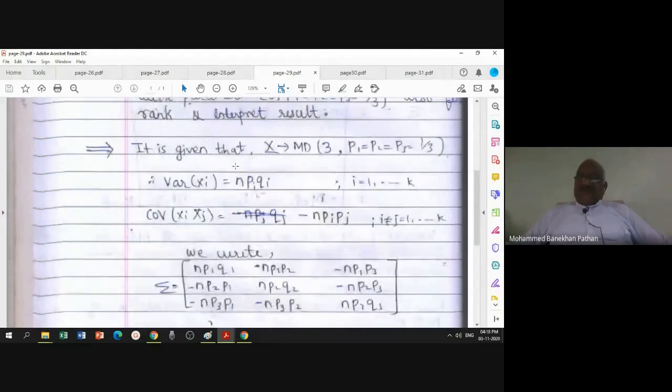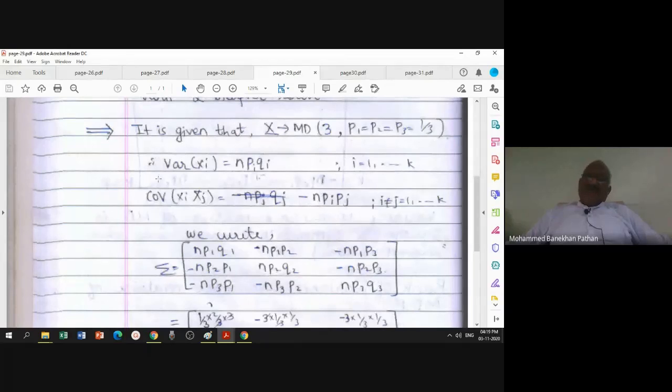It is given that the x vector follows a multinomial distribution with parameters 3, comma, p1, p2, p3 equal to 1 by 3. What is your knowledge about the variance of xi? It is n multiplied by pi qi, i from 1 to k. What is the covariance we developed today? It is minus n pi pj, i not equal to j. I have only 3 variables under study.